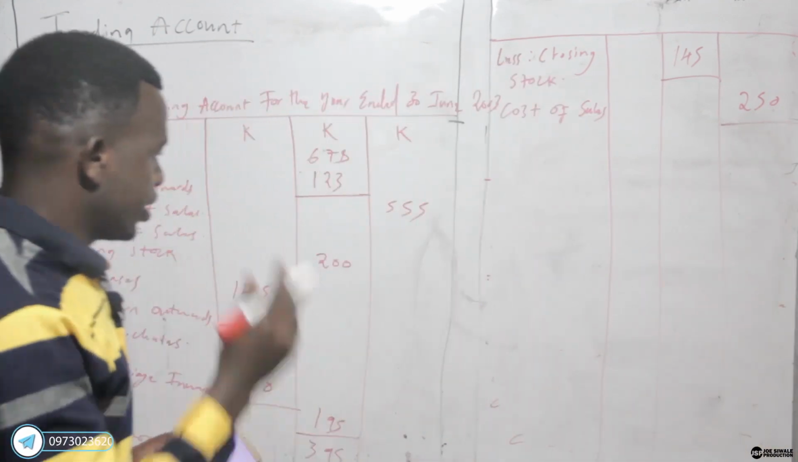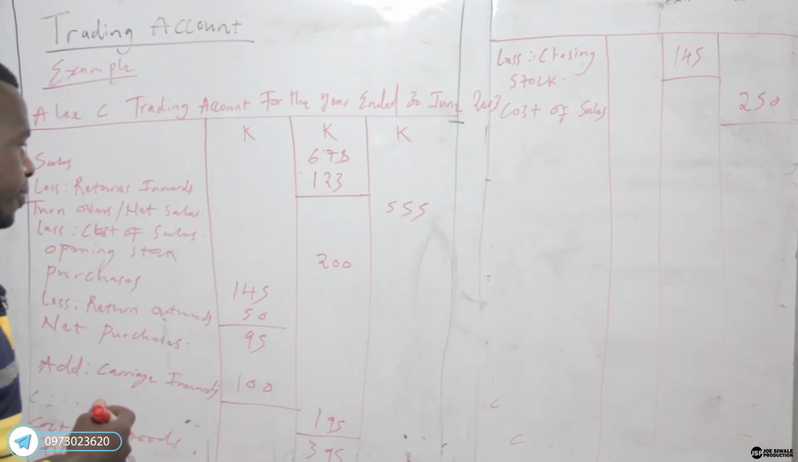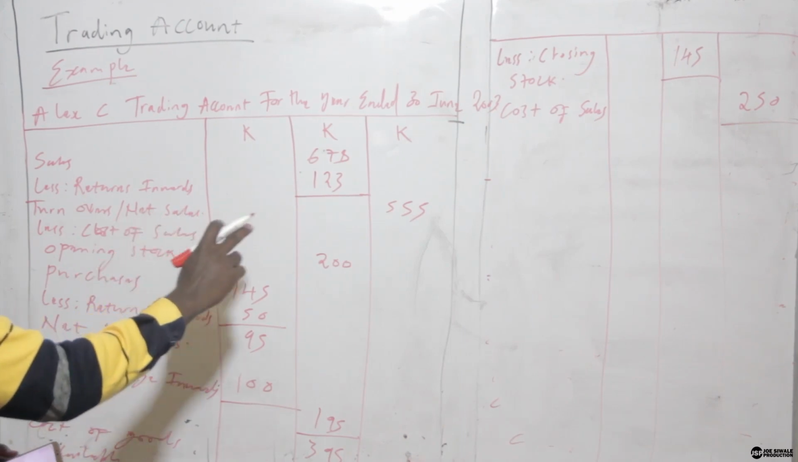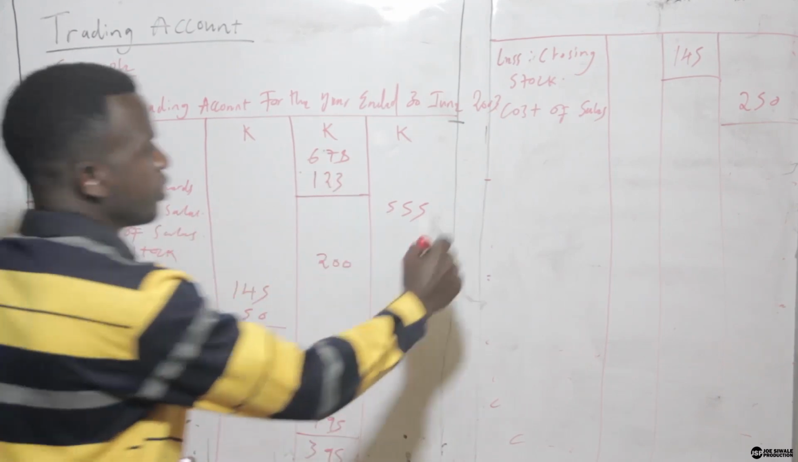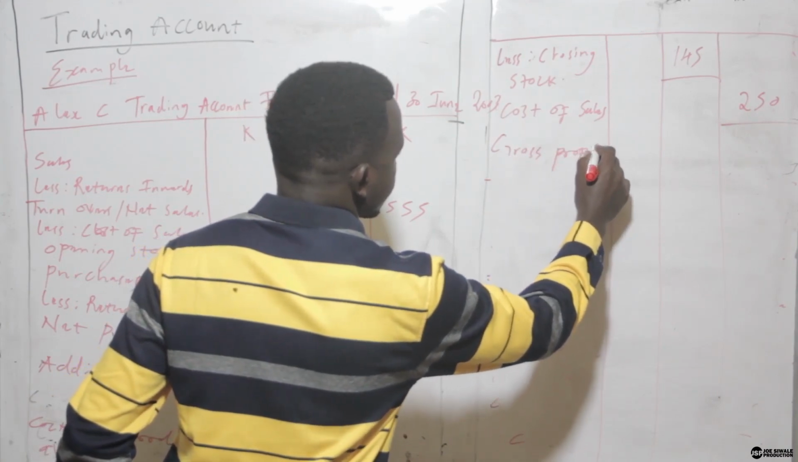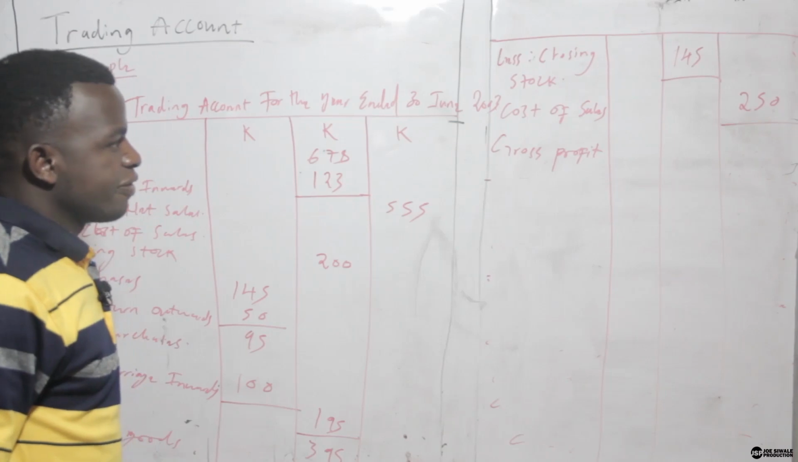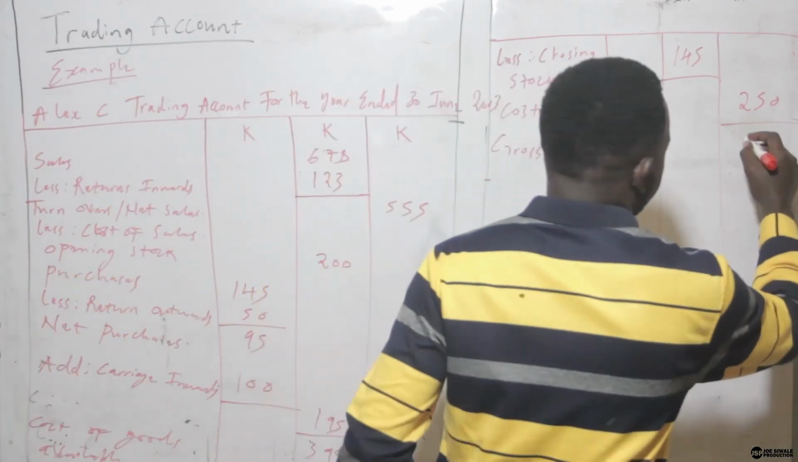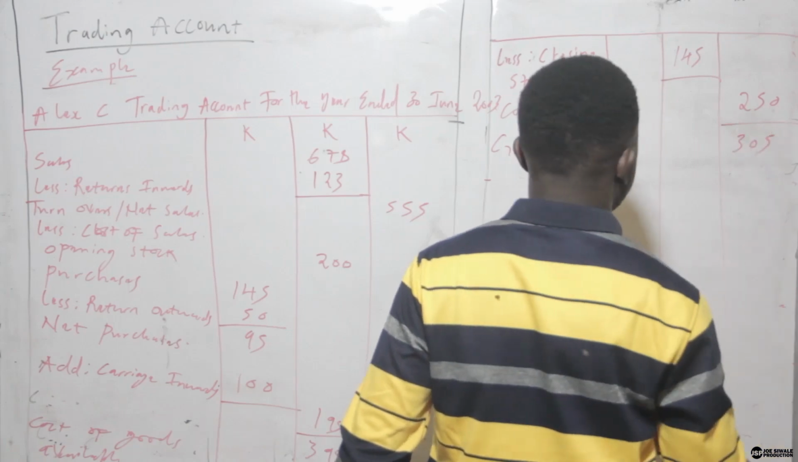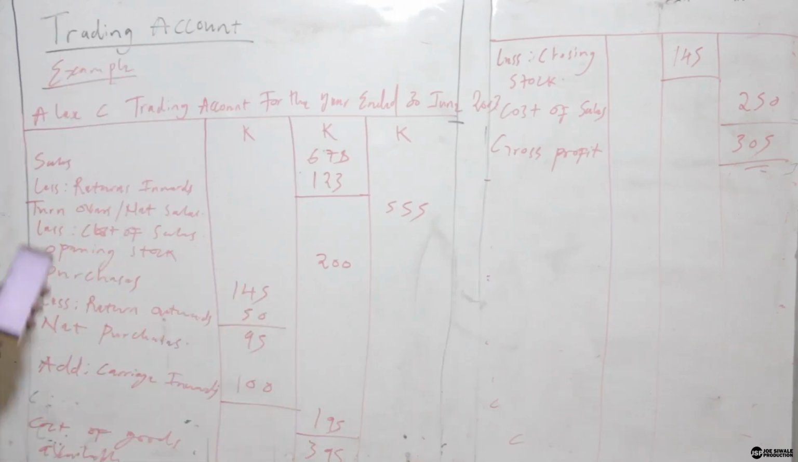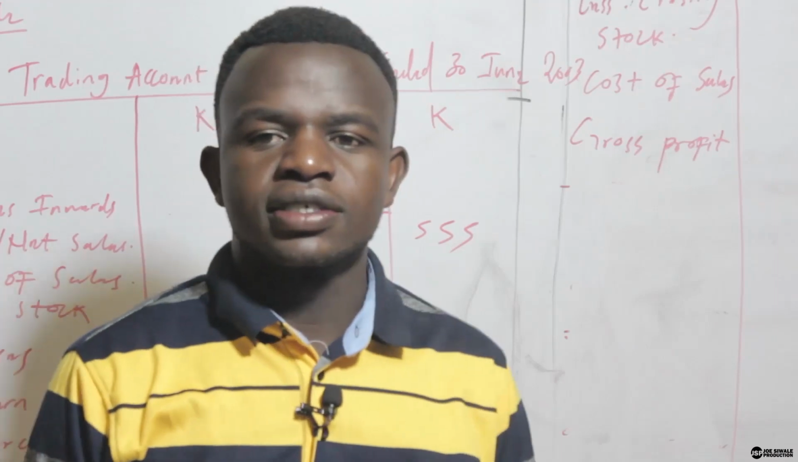And there now we can calculate the gross profit or loss. Since in our case our net sales is greater than cost of sales, that means we're going to find our gross profit. So we'll say 555 minus 250, our answer is 305. So that's going to be our trading account. Where you have questions, please ask in the group.